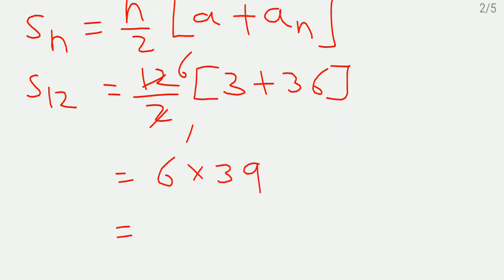So here 9 sixes are 54. 4 is here, 5 carry. 6 threes are 18. 18 and 5, 23. So total number of trees are 234. So these many trees they are going to plant.